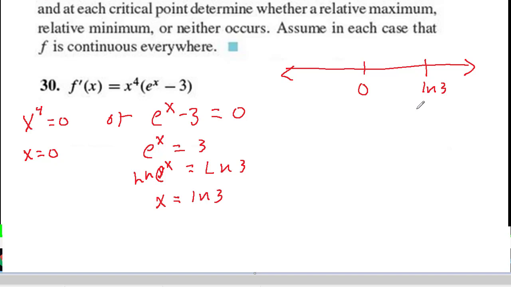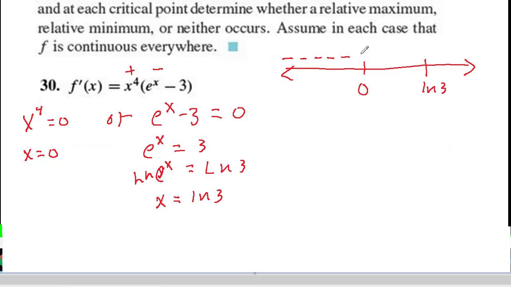When you choose a number that's to the left of 0, like say negative 1, when you put it into this factor, you will get a positive 1. And when you put it into this factor, e to the negative 1 is going to be less than 1. And so when you subtract 3, it'll be negative. So you will get a positive from this factor and a negative from this factor. And so when you multiply those together, you will get a negative.